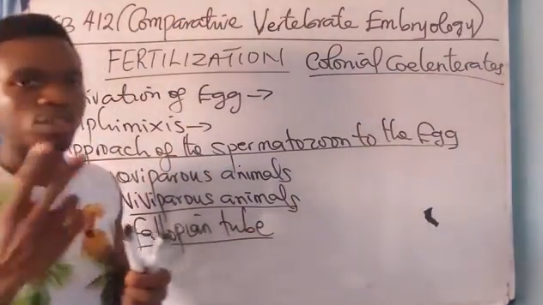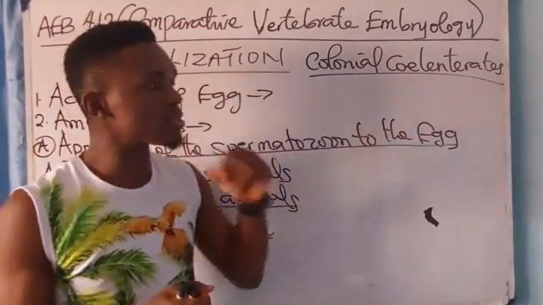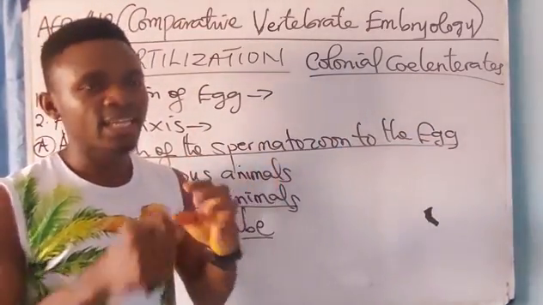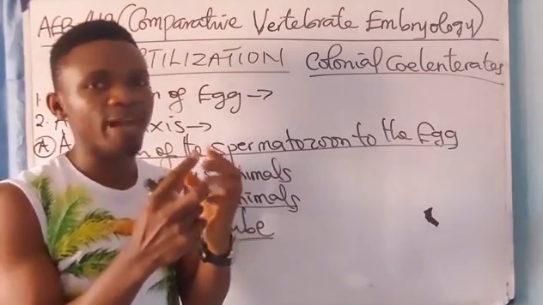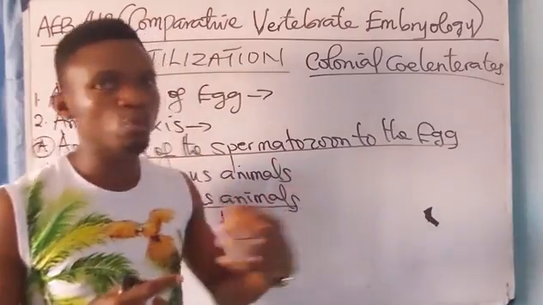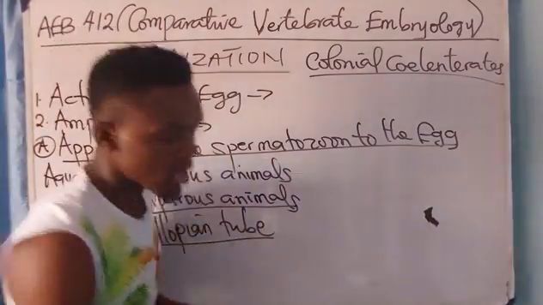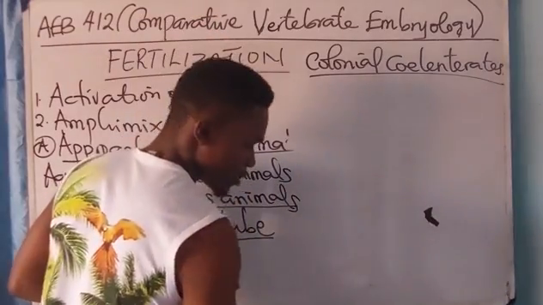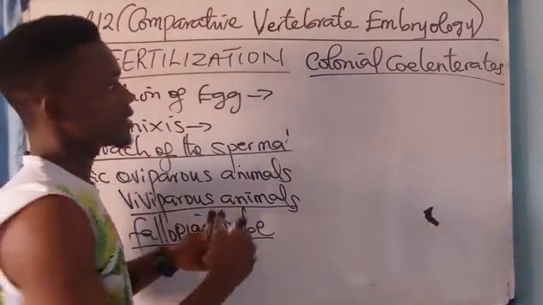So, two species of colonial coelenterates. Now, when the females of these species produce eggs, they have what? They have attractants, which means a substance that attracts the sperm towards the egg. Now, what are these examples? What are these animals whose females produce attractants?